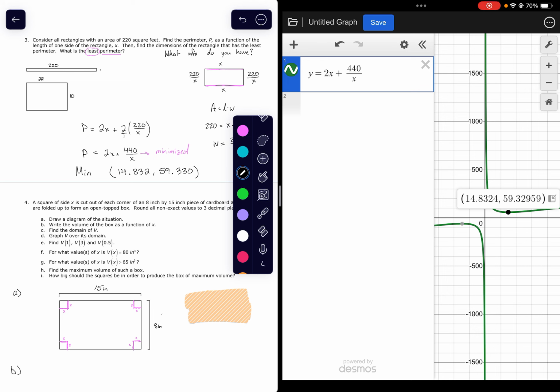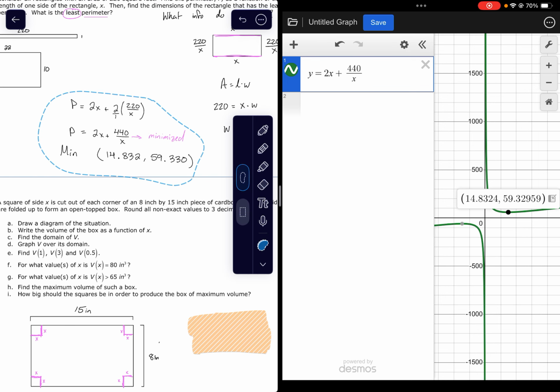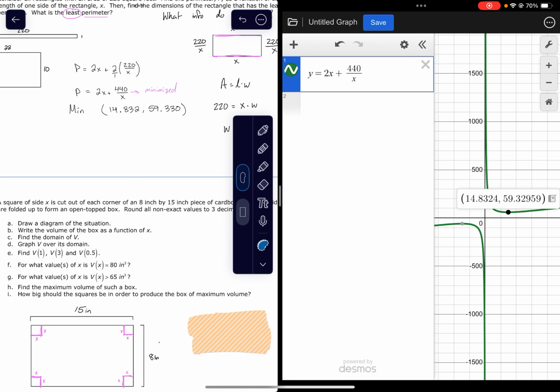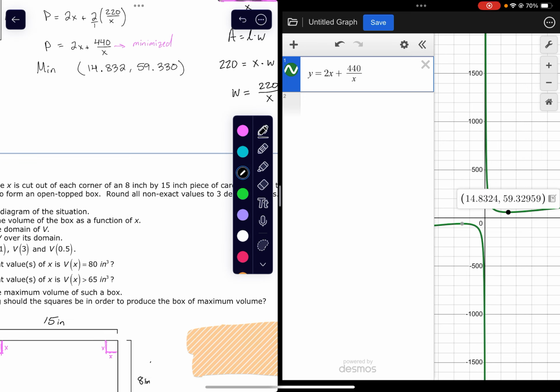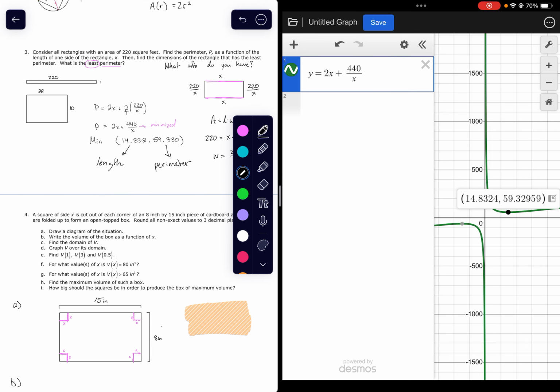Let's actually interpret what this means now, because you might think this might be the length and the width, in which case I would say you're half right. Your x-coordinate does represent your length. What does your output represent? That represents your perimeter. So we are asked to find the dimensions of the rectangle and the least amount of perimeter. So we know this is half of our answer.